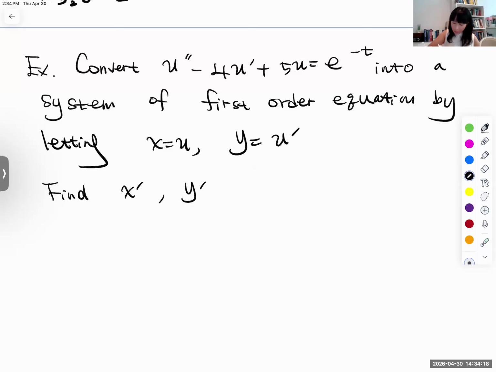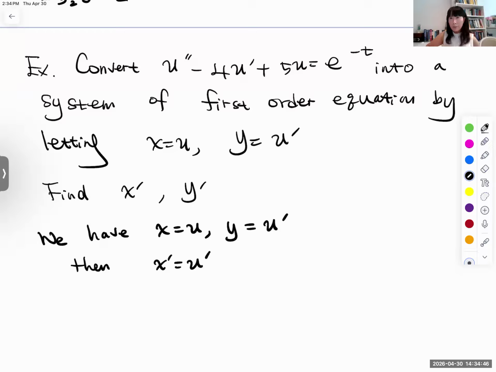Okay, so we have x equal to u, y equal to u prime, right? Then what is x prime? Which is u prime, right? What is y prime? Which is u second prime, right?